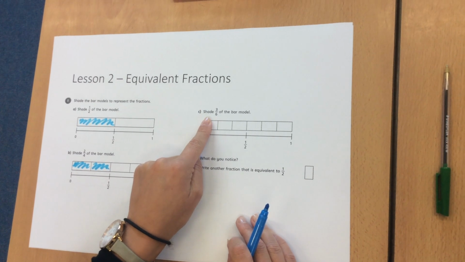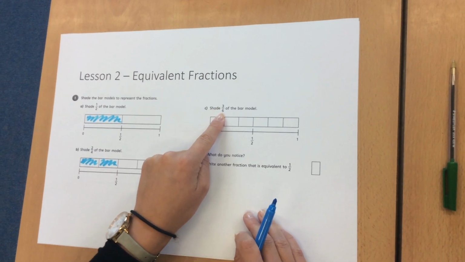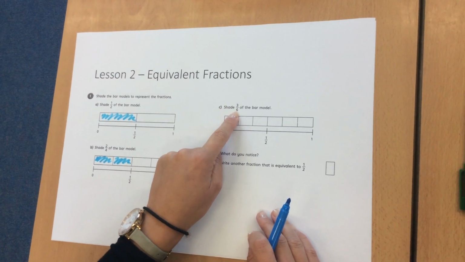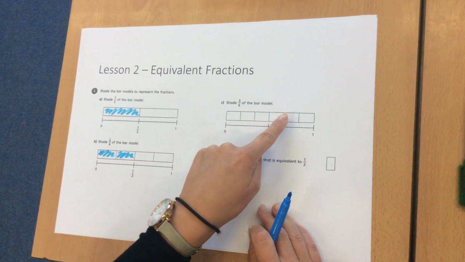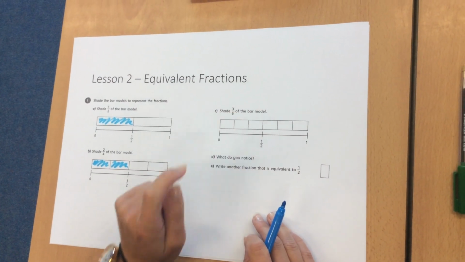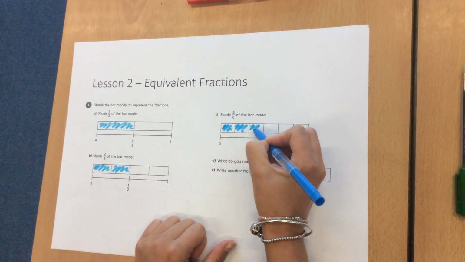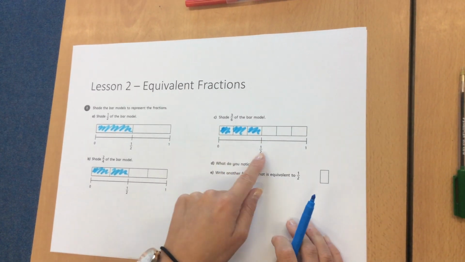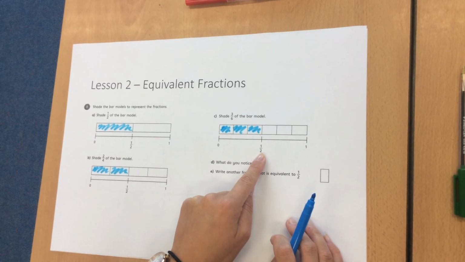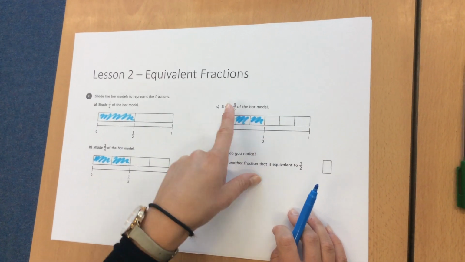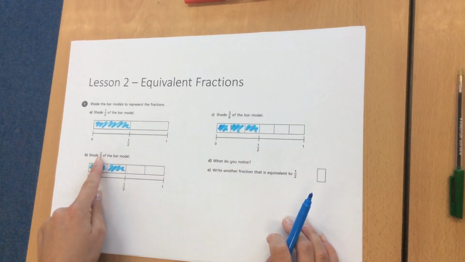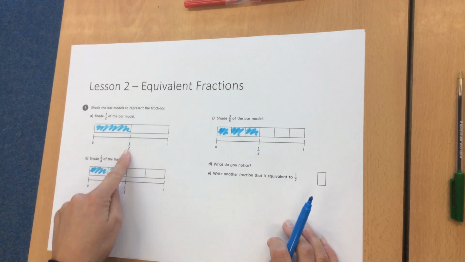So this time it says shade 3/6 of the bar model. So denominator, 6 parts, 1, 2, 3, 4, 5, 6. Numerator, 3 parts I need to shade. Now have a look at these patterns. What do you notice? Number line is still the same underneath like before. 3/6, 1/2. 2/4, 1/2, 1/2, 1/2.